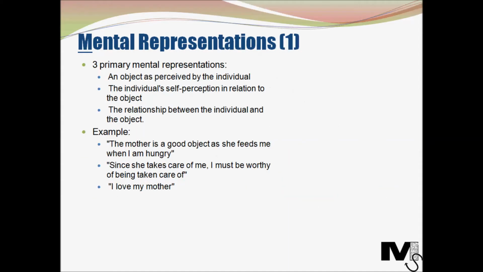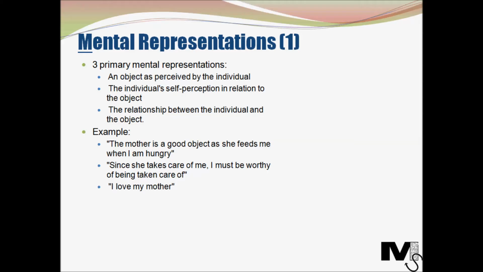Now, the top three primary mental representations in the object relations theory are as follows. The first representation is that of an object as perceived by the individual. The next representation is the individual's self-perception in relation to the object, and the third is the relationship between the individual and the object in question.